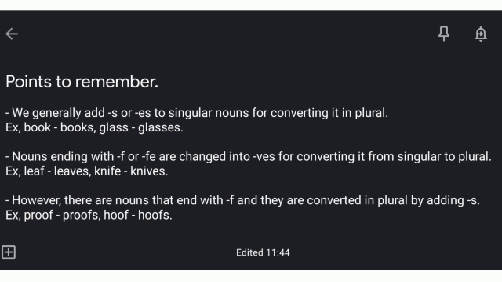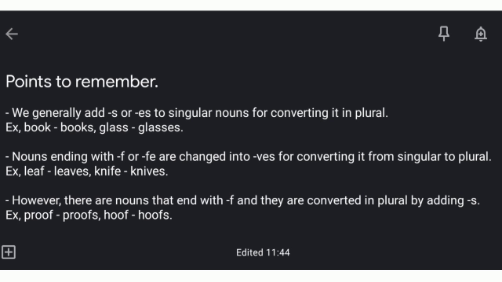So over here, leaf is singular, it ends with f. So when we convert, we remove the f and we write ves. It becomes leaves. So it is the plural form. Similarly, knife, it ends with fe, and when we convert, we write ves. So it becomes knives. Moving on to the next point.